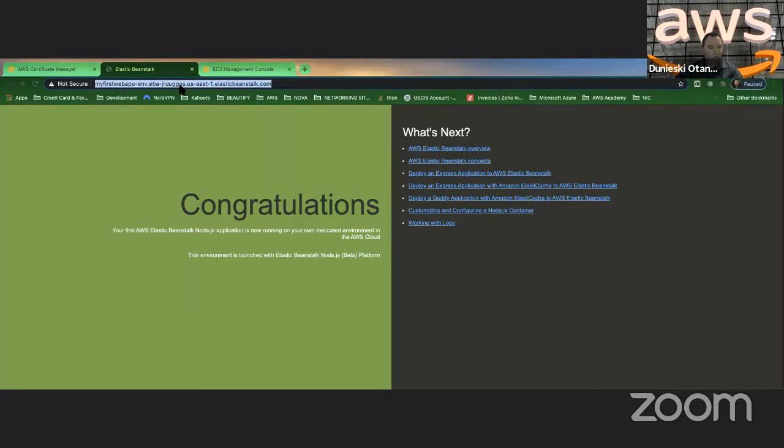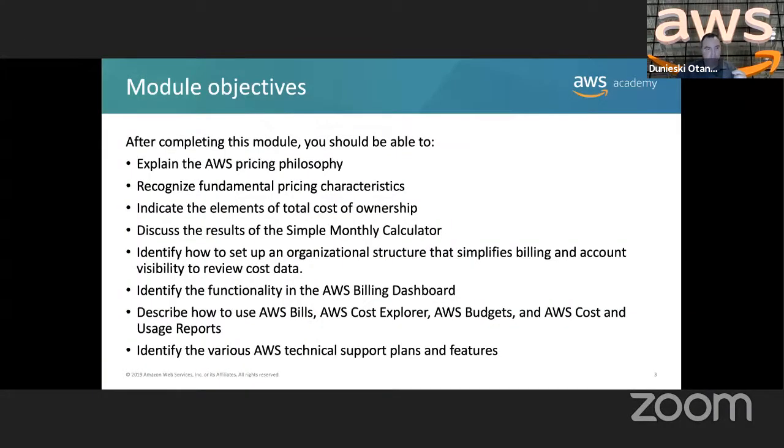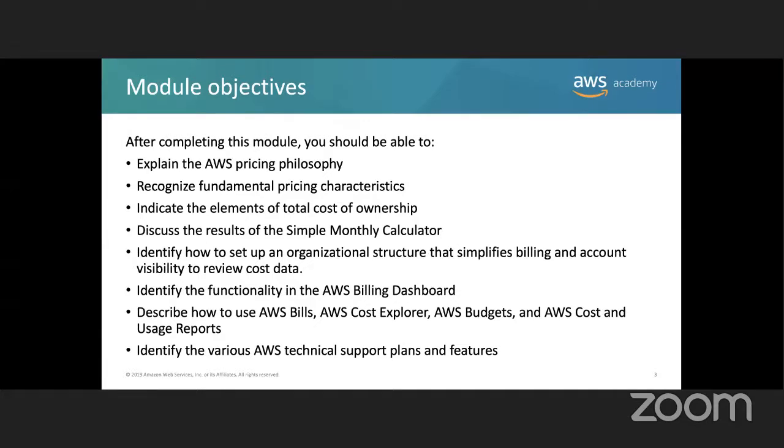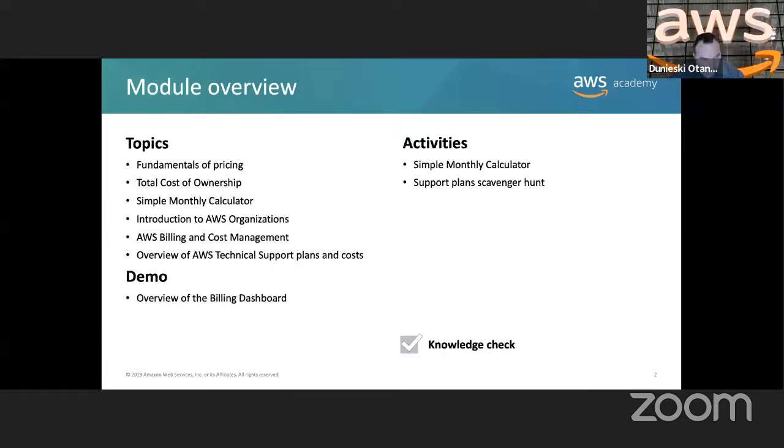Elastic Beanstalk runs your code, builds your code, deploys it, and does everything for you. You just need to upload the code. That's it. That's platform as a service. Pretty cool. And the good thing about it is it's free. You don't have to pay for Elastic Beanstalk. You pay for the resources that you create.